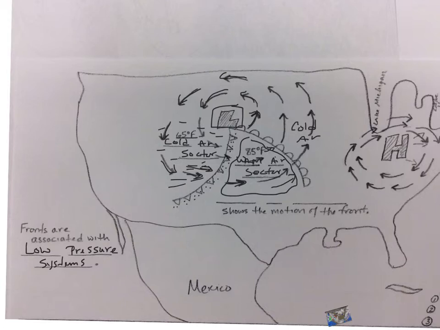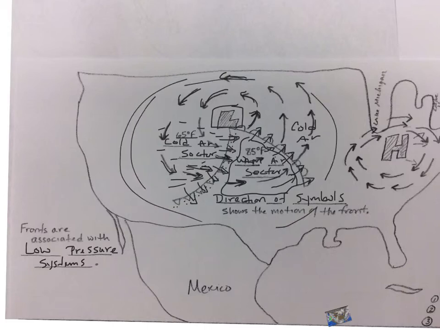Something really important for you to realize is that the direction of the symbols shows the motion of the front. So our front is moving this way. Cold front moves like this, and our warm front is moving this way. And I hope that makes sense, because if a low pressure rotates counterclockwise, that's what we should be seeing, right?